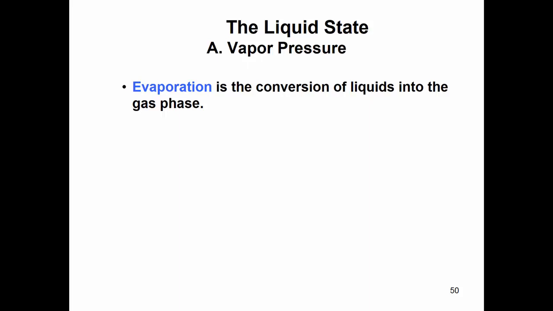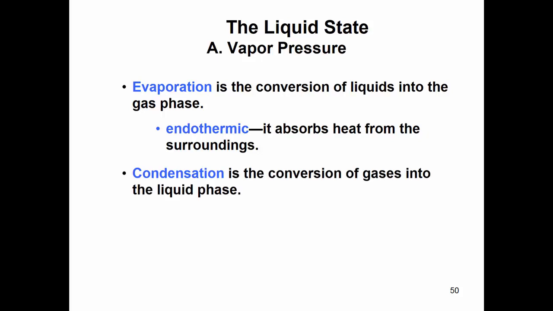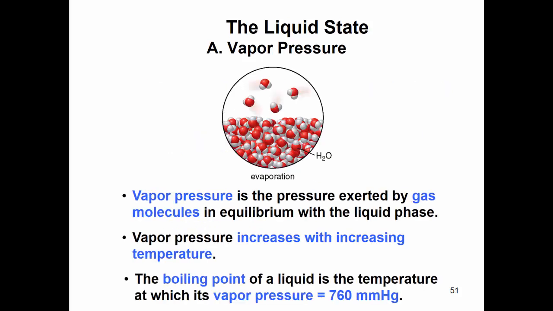All right, when you evaporate something, evaporation is the conversion of a liquid into a gas phase. So we've all seen that before, whether it be boiling water or whatnot. And so in order for this to happen, the liquid has to absorb heat in order for it to evaporate. So that's endothermic because it gains heat. And then condensation is the opposite. So a gas cools to the liquid phase. And so this is exothermic because the gas is going to give off heat to the surroundings.